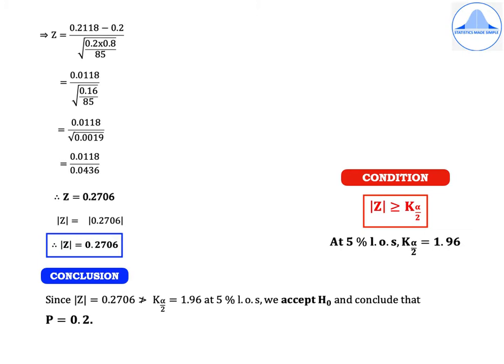So the last part is a conclusion. Since mod Z is equal to 0.2706, this is not greater than k alpha by 2 equal to 1.96 at 5% level of significance. So we accept H naught and conclude that capital P is equal to 0.2.